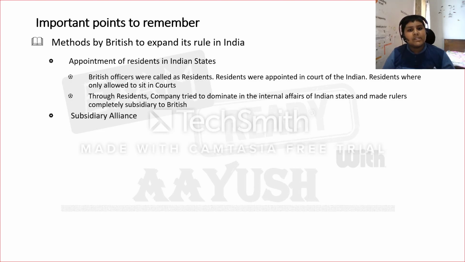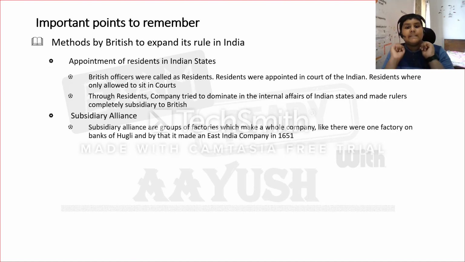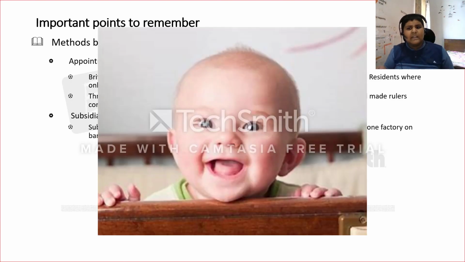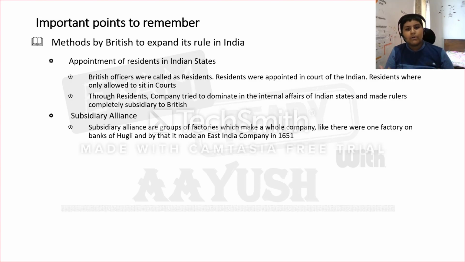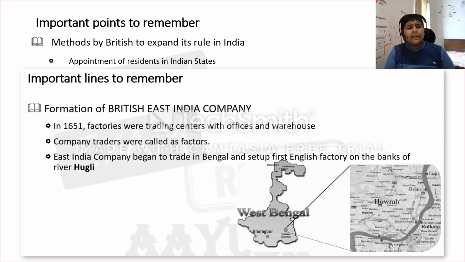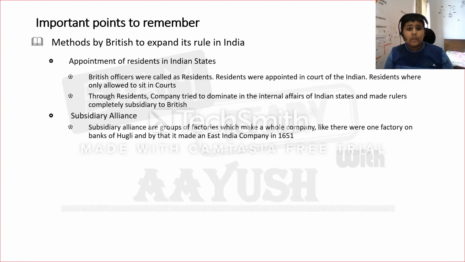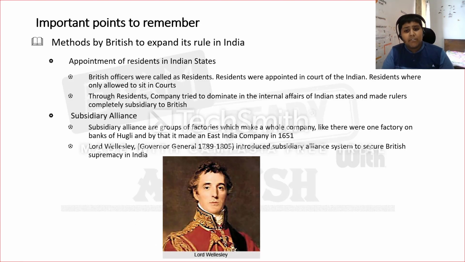Now, what was the second method? It was subsidiary alliances. What are subsidiary alliances? Subsidiary alliances are a group of factories which make a whole company, like there was one factory on the banks of the River Hooghly, and by that it made the whole East India Company. Lord Wellesley was the Governor General from 1798 till 1805. He introduced the subsidiary alliance system to secure British supremacy in India. In subsidiary alliances, the British offered forces to Indian rulers also.